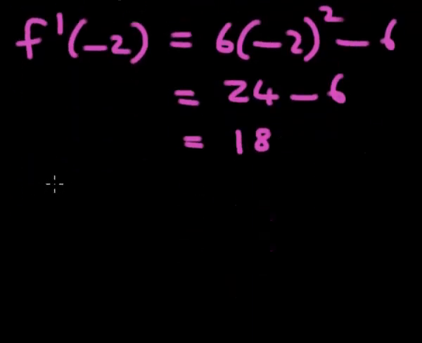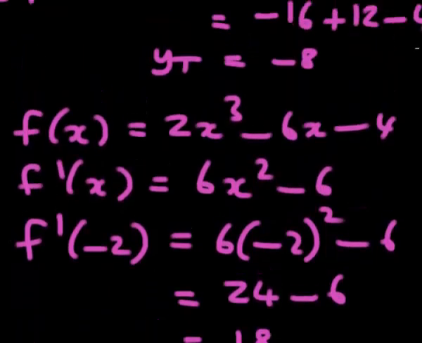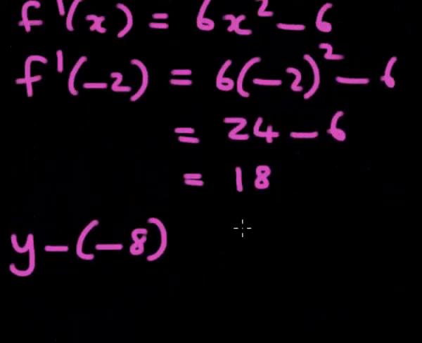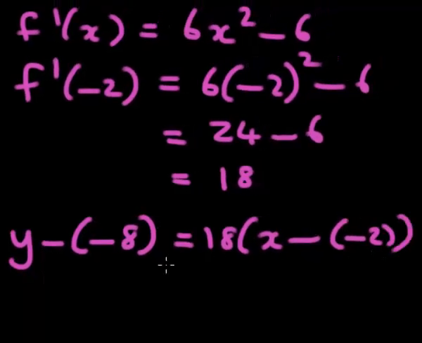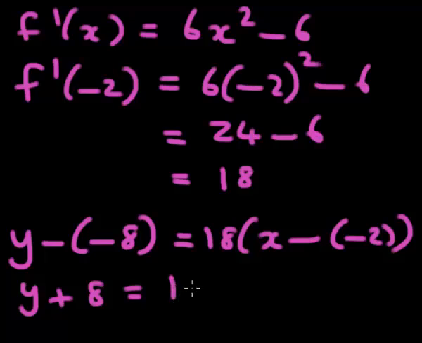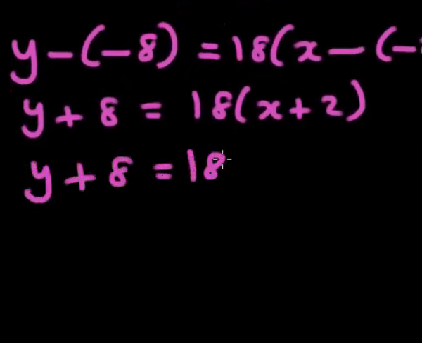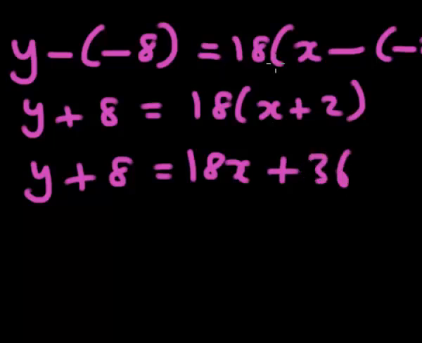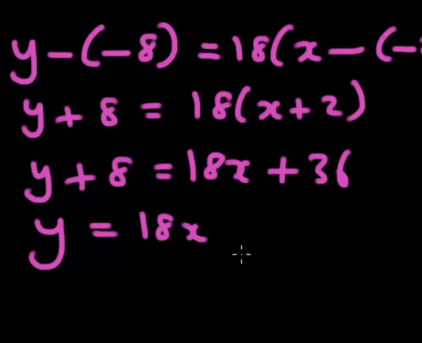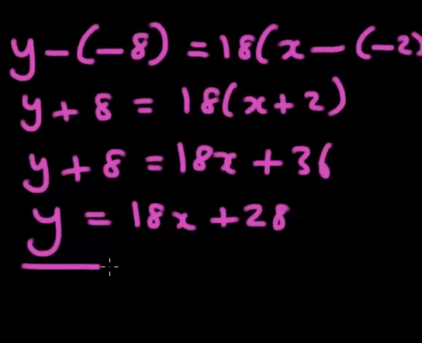And all we now need to say is y minus the y value, which is -8. The y value is -8, the x value we've already got is -2, and the m we've got is 18. So it's y - (-8) = 18(x - (-2)). Okay, and then we simply say y + 8 = 18(x + 2). There we go, and off we go. So y + 8 = 18x + 36. If you multiply out, y would be 18x, and 36 - 8 is 28. And there's your equation of the tangent: y = 18x + 28.